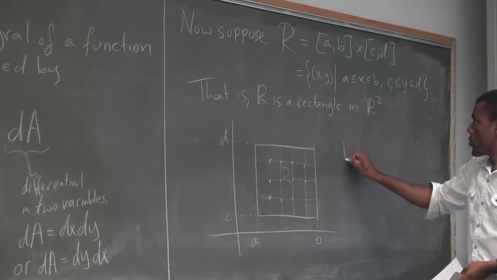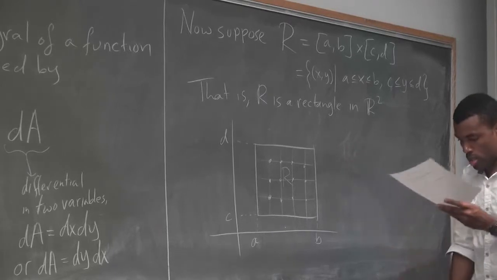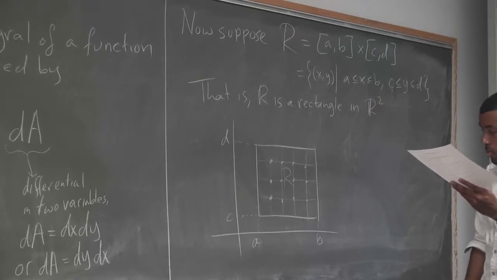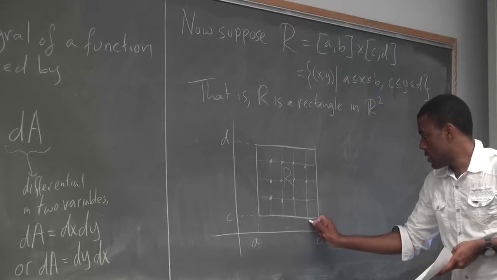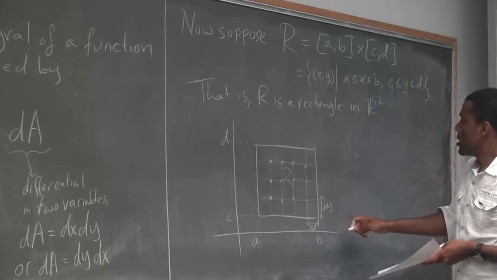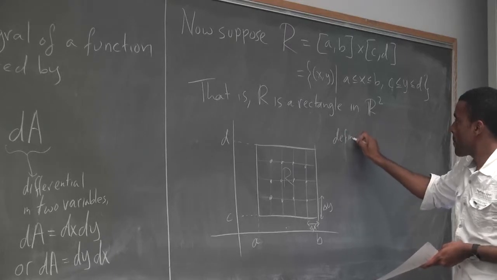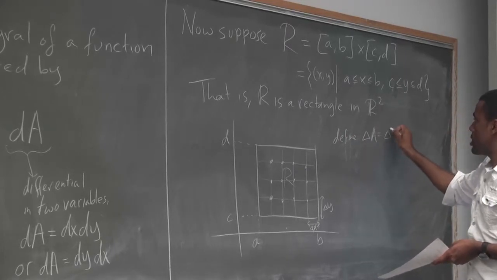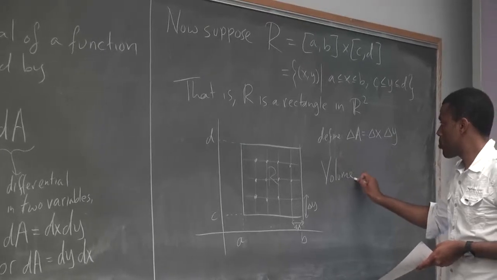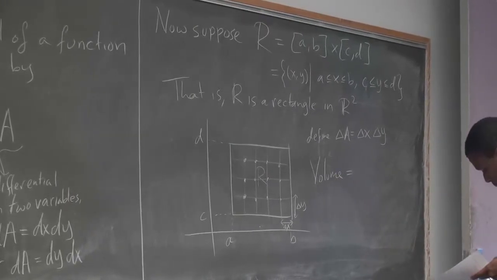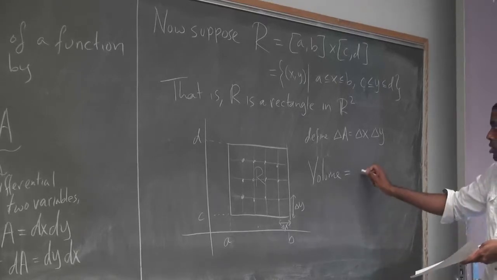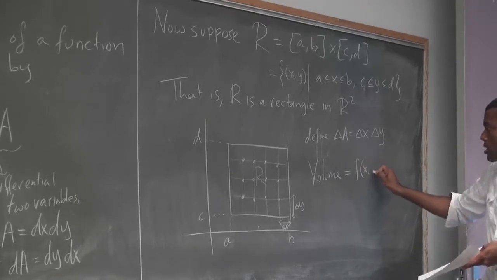So now, suppose, what's the notation for this? We can think of each thing here as a change in x, and each thing here as a change in y, and so I can define the change in area to be the change in x times the change in y. Right? And then I know that the volume is going to be equal to, what's the volume going to be equal to? Area times height. The height is going to be given by the function at some coordinate.